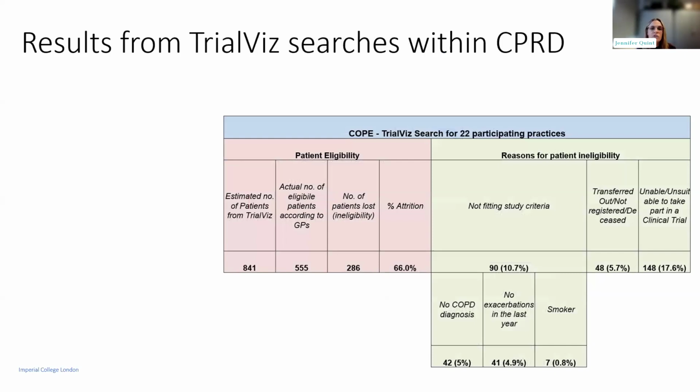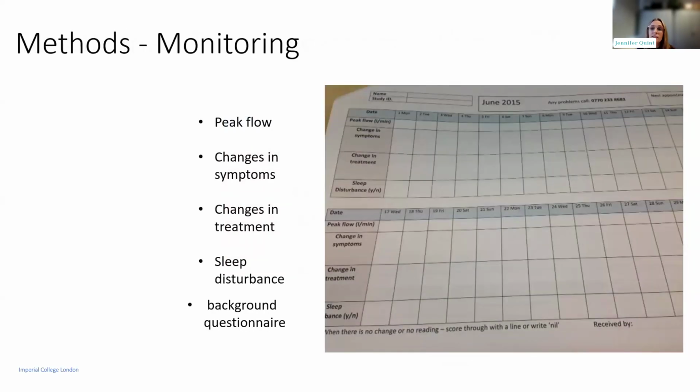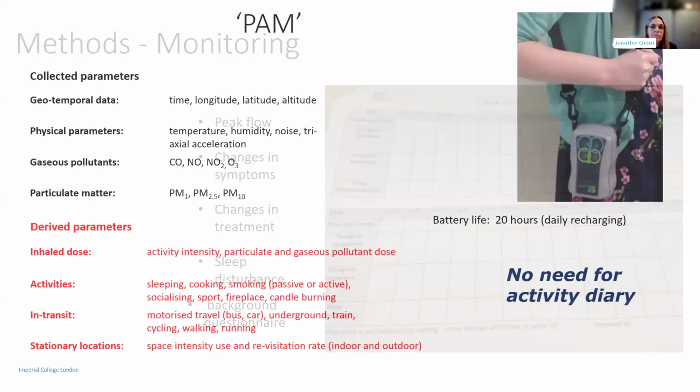So this just gives you an idea as to the sort of eligibility, ineligibility that we came across from one of the snapshots from using the TrialViz platform that CPRD had at the time to be able to find people for recruitment. This is an example of one of the diary cards. They measured their best of 3 peak flow readings once a day, any changes in symptoms, changes in treatment, and changes in sleep disturbance, and they filled in a very short background questionnaire at the point of recruitment.